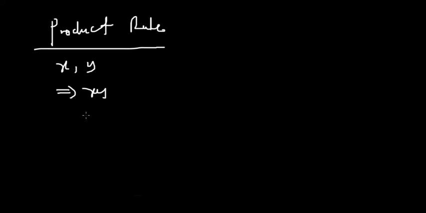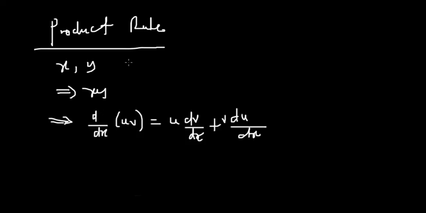But for differentiation, this is how we represent the product rule. This is the differential, where you have u and v. u will represent a specific expression, and v will be another expression. For the product rule, you keep one expression and differentiate the other, and then you add that to the other expression with the first one differentiated. This is how the product rule works.